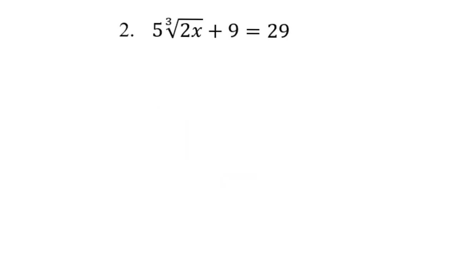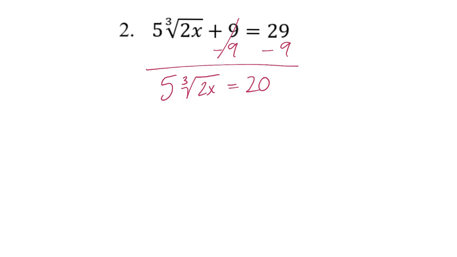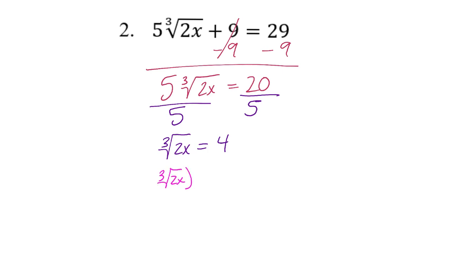So this one has some more stuff going on with it. It's got more than one thing with it. So remember, in order to solve an equation, we want to get rid of the adding and subtracting first. So we're going to subtract the 9 first. So we get 5 times the cube root of 2x equals 20. We want to get rid of that 5. It's multiplying, so we got to do the opposite. We divide by 5. So the cube root of 2x equals 4. Now to get rid of the cube root, we raise both sides, actually, let me do that on a new line. We raise both sides to the third power.